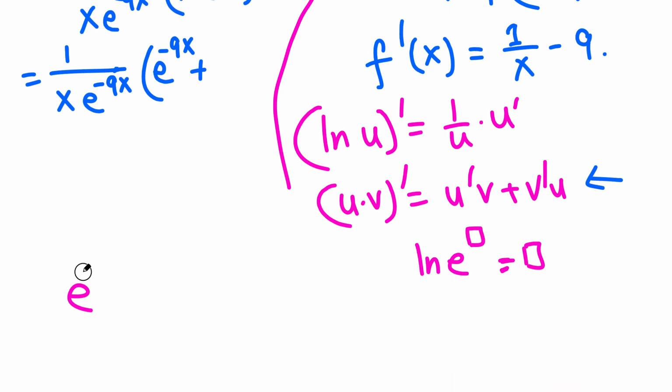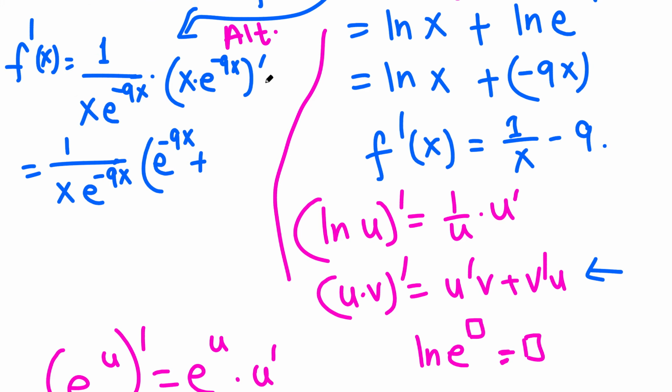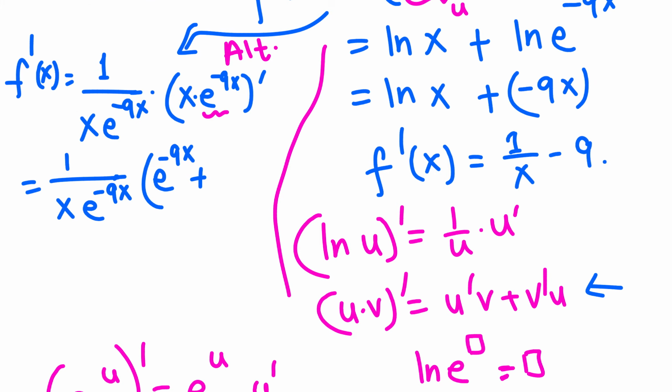When we have e raised to some function, and we find its derivative, it's always itself times the derivative of the exponent. So when we take the derivative of this second factor, e raised to negative 9x, the derivative of v is itself times the derivative of negative 9x, which happens to be negative 9. That's v prime u, and u is x. So I use the product rule here, and this is it.